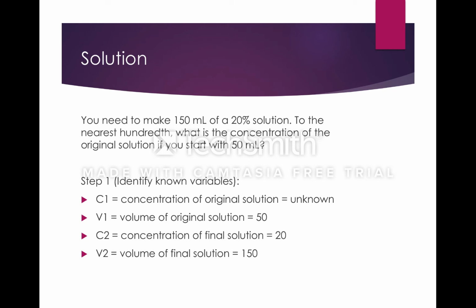Step 1 is identifying the known variables. The concentration of the original solution in this case is unknown. We knew what we needed to make, but we didn't know what that original solution concentration was. The volume of the original solution was 50. Concentration of the final solution was 20, and the volume of the final solution was 150. Remember, it's a larger value than the original.